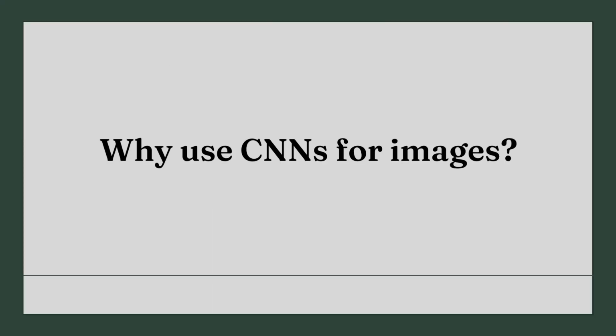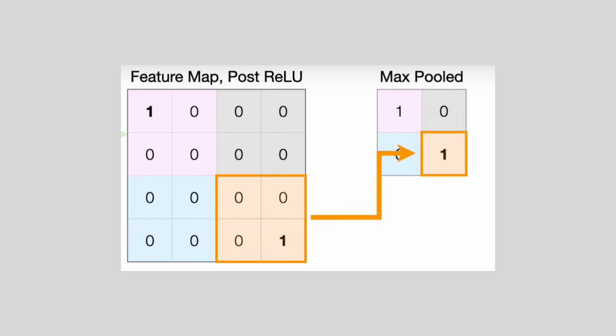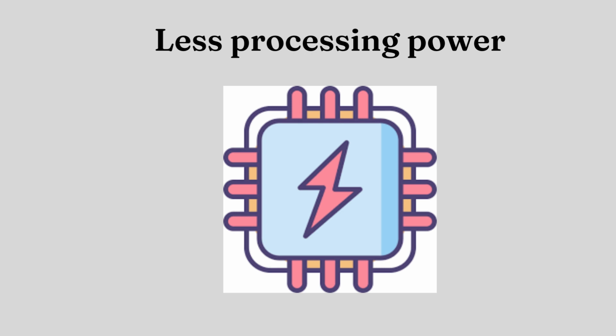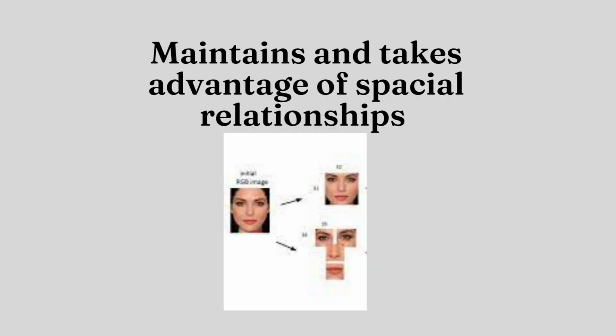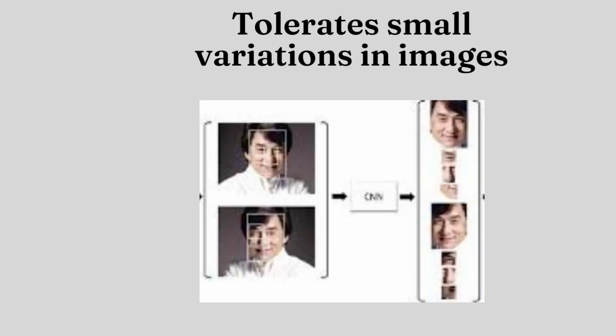Okay, so why do we use this particular kind of machine learning for images? Well, you notice that we took the information from multiple pixels and condensed all that information onto a smaller amount of information, a smaller box of squares, and that helps the computer move more quickly. It also helps to maintain and take advantage of spatial relationships and lets the computer recognize, for example, that eyes are usually next to each other and close to a nose. And it also lets the computer tolerate some small variations in images, like the head turning slightly or the image being a little rotated.